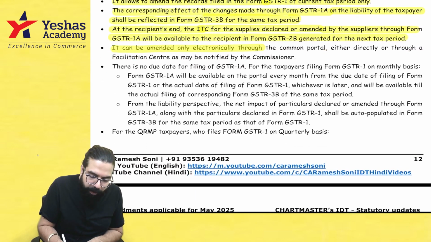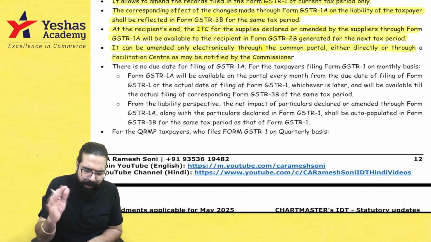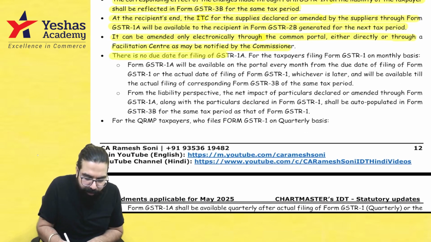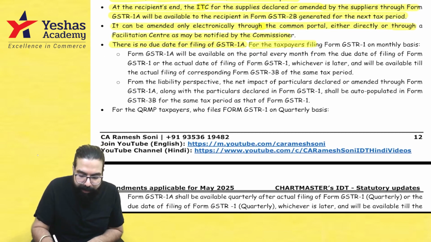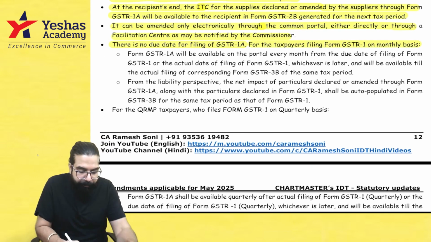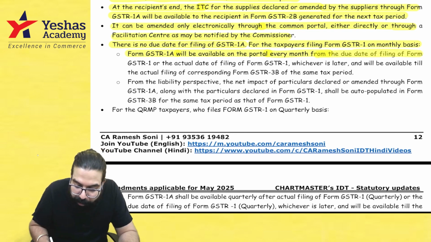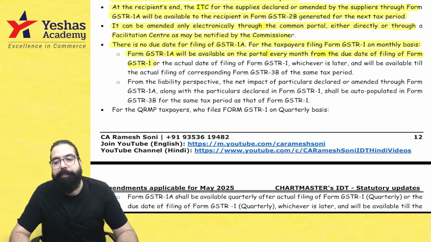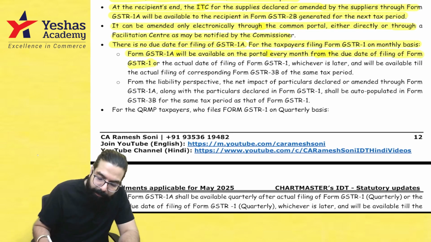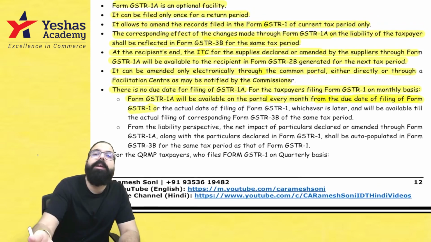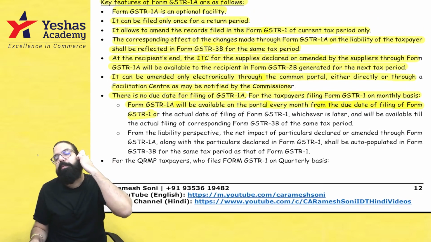It can be amended only electronically or through the facilitation center. Nothing, go online and amend it. There is no due date for GSTR 1A. For a taxpayer filing monthly returns, GSTR 1A will be available on the portal from the due date of filing GSTR 1. Ghanshyam, see, this clarifies. It will be available only from the due date. So basically it will be available from after 11th.